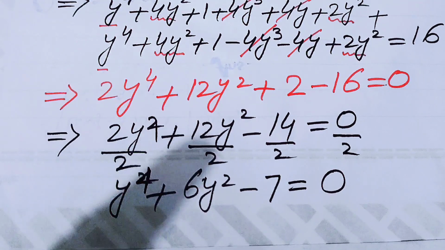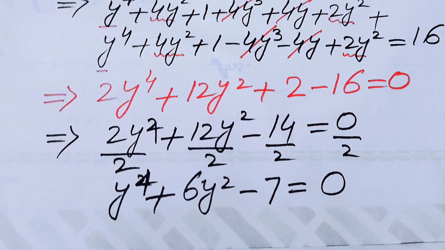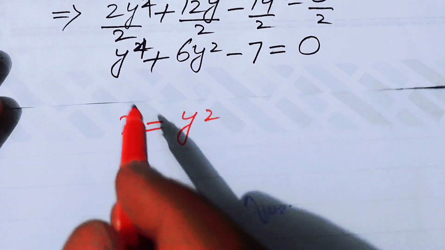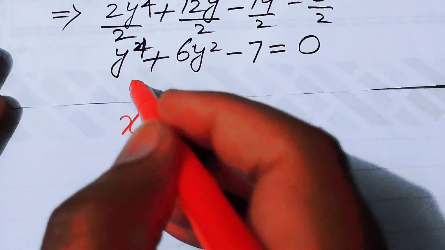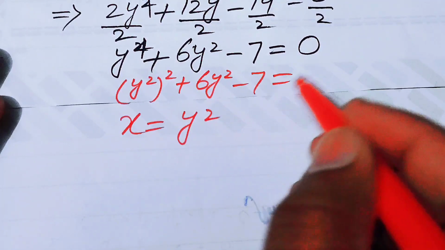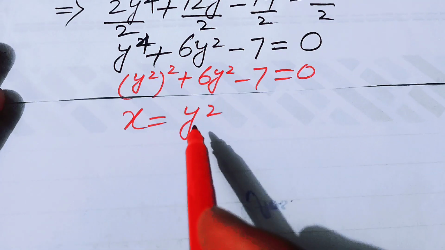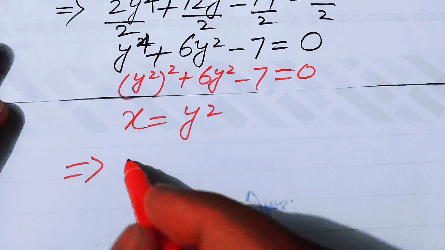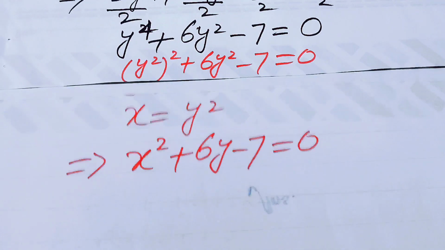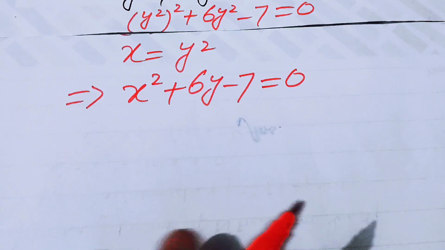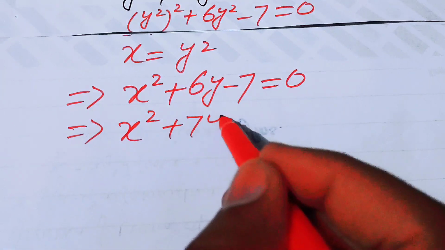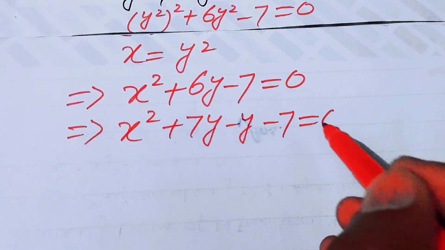So this is the fourth order equation, and now we can solve this equation. So here we again put x equal to y squared, and when we put x equal to y squared, I can write this equation as (y squared) whole squared plus 6y squared minus 7 is equal to 0, and we can put here y squared equal to x, and this expression becomes x squared plus 6x minus 7 is equal to 0. And now we can just factorize this equation, and the factors are in the form of x squared plus 7x minus x minus 7 is equal to 0.